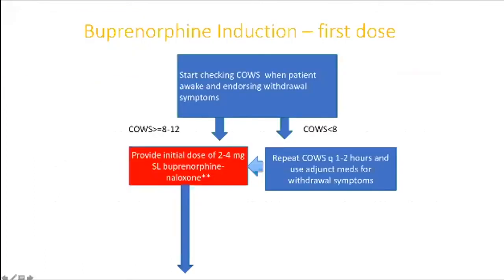So we're checking COWS when the patient is awake, endorsing withdrawal symptoms. If the COWS is less than 8, you want to repeat it every 1 or 2 hours using adjunctive meds to address any present withdrawal symptoms. And then once your COWS has reached at least 8, you want to provide the initial dose of 2 or 4 milligrams.